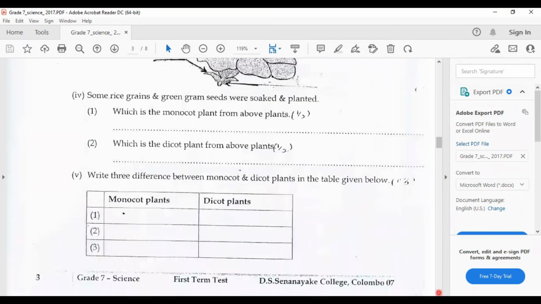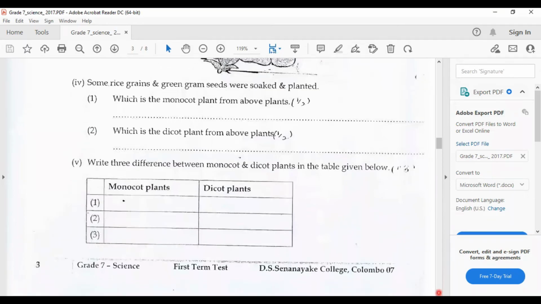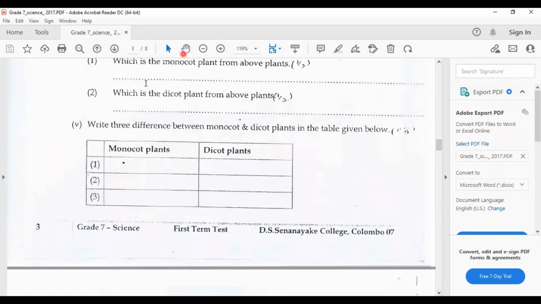Which is the dicot plant from the above plants? You know, dicot plants have got branched stems. So here the answer is green gram.